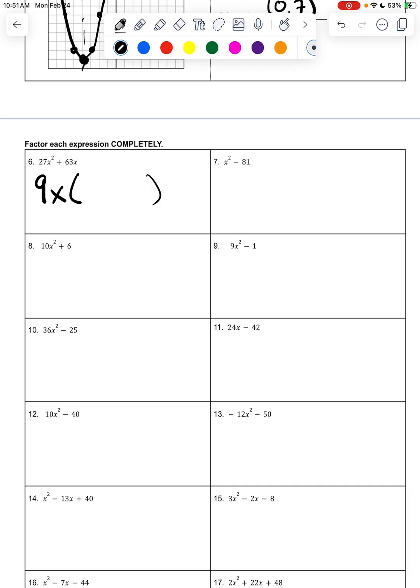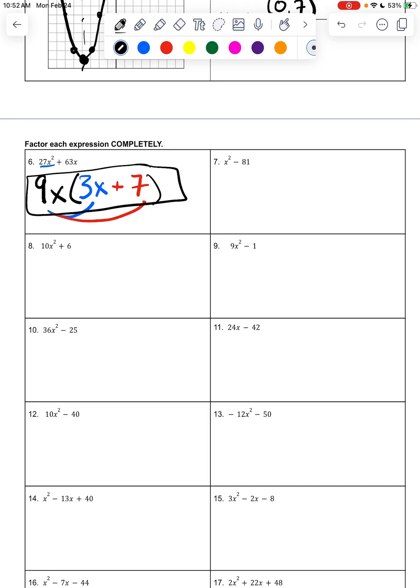And then I think, what would I have to multiply 9 by to get back to 27x squared? I need another x, and then 9 times 3 is 27. Same idea to get from 9x to 63x. What do I need to multiply that by? Well, it needs to be positive, and 9 times 7 is 63. So this is our best answer right here. This is completely factored because what's left over is a linear binomial.